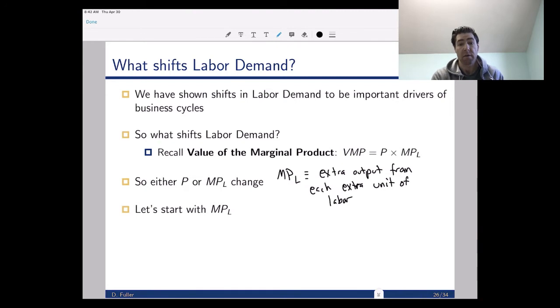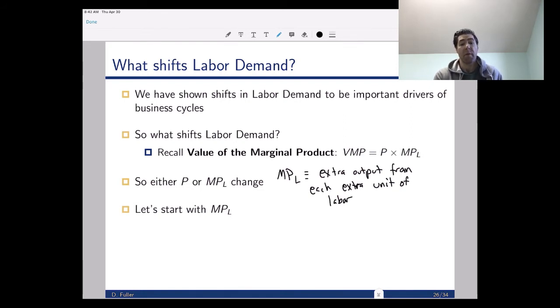And as a company, when I decide, do I want to hire that worker? If I have a car wash, for example, I'm going to say, okay, how many extra car washes can this worker make for me each day? Let's say that's 5. And then I'm going to say, well, how much does each car wash sell for? That's $5. Then that extra worker makes me $25. That's the value of their marginal product, the price times the marginal product of labor.